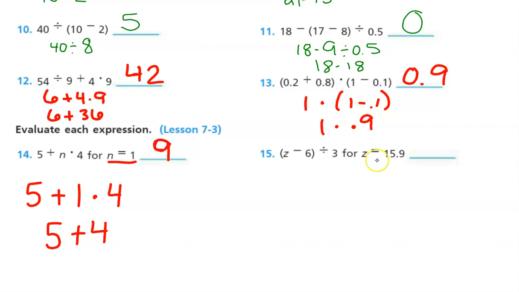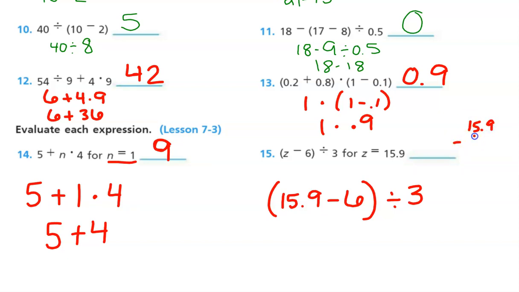Okay. And then again, I'm going to plug in z. Z is 15.9 this time. So that's going to be 15.9 minus 6. And then I'll divide that by 3. So I'm going to do 15.9 minus 6 first. Just to make sure I do that correctly, I'm going to solve over here to the side.